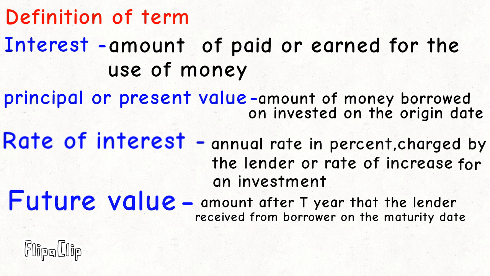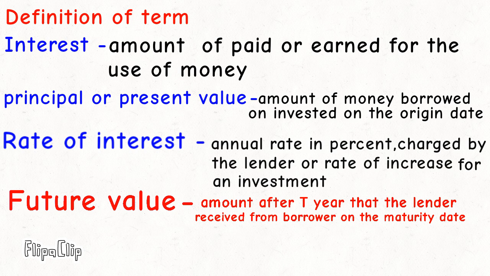But first, let's begin with the definition of terms. Interest: amount paid or earned for the use of money. Principal or present value: amount of money borrowed or invested on the origin date. Rate of interest: annual rate in percent charged by the lender or rate of increase from an investment.